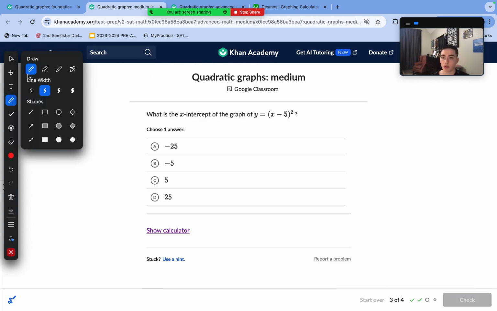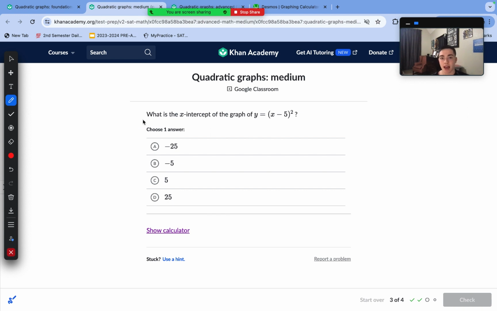On to question number 3 here. We're just trying to find the x-intercept of this graph. In factored form, we can just set this factor equal to 0. x minus 5 equals 0. That means x equals +5.